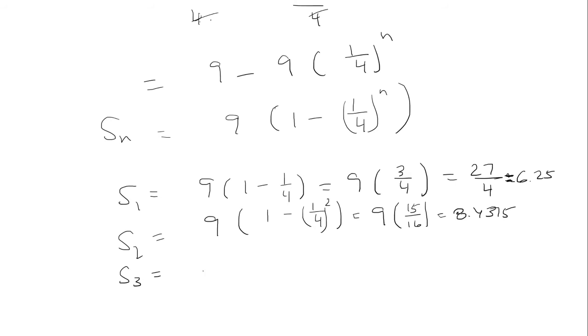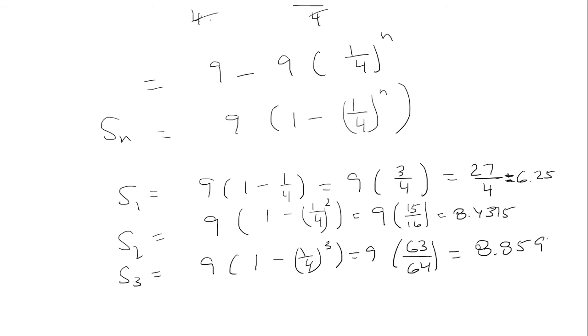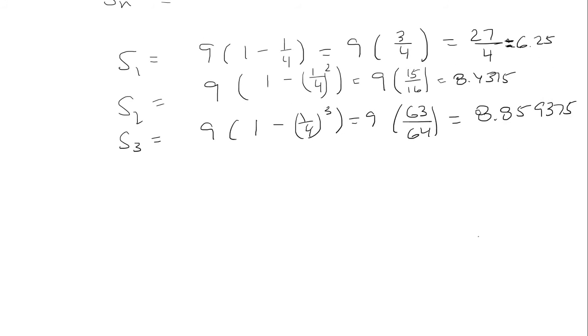Keep going. Let's look at S sub 3. That'd be 1/4 cubed, which is 1 over 64, so that'll be 63 over 64. 9 times 63 over 64 is 8.859375. If you continue this further, it's quite obvious that the number in here is getting closer and closer to 1.